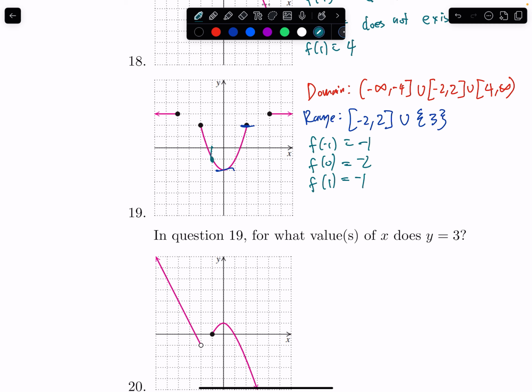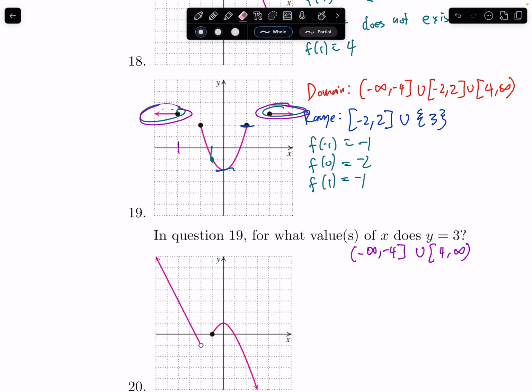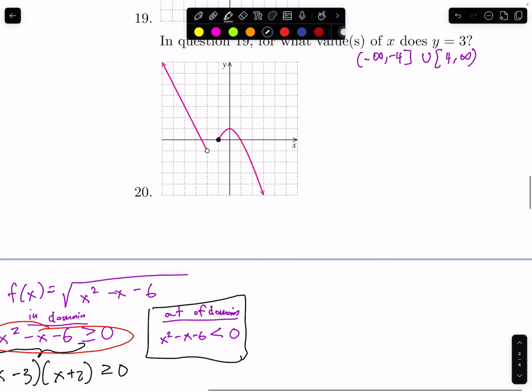Okay, there's an additional question. For what value or values of x does y equal 3? So where is y equal to 3? Y is equal to 3 over here and over here, right? So that's any value of x that gives me y equal to 3. So that would be x inside, this is the symbol for inside. I'm going to write it as an interval. Any value of x from -infinity up until -4, union with +4 to infinity. Those are the values of x where the y value is equal to 3.